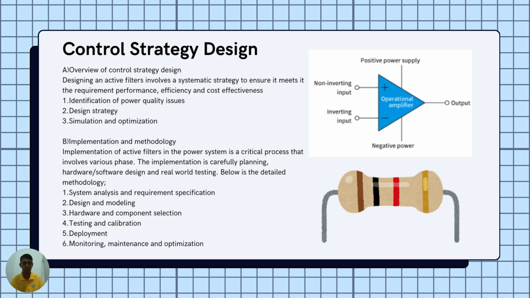Next is deployment, which is we try to build the circuit first and make sure the circuit is the same as our simulation. And finally, monitoring, maintenance, and optimization. So after we do the design, we build the circuit in real life. We try to monitor to make sure there is no problem, and if there are any problems, we try to maintain it, and we try to optimize its power management.